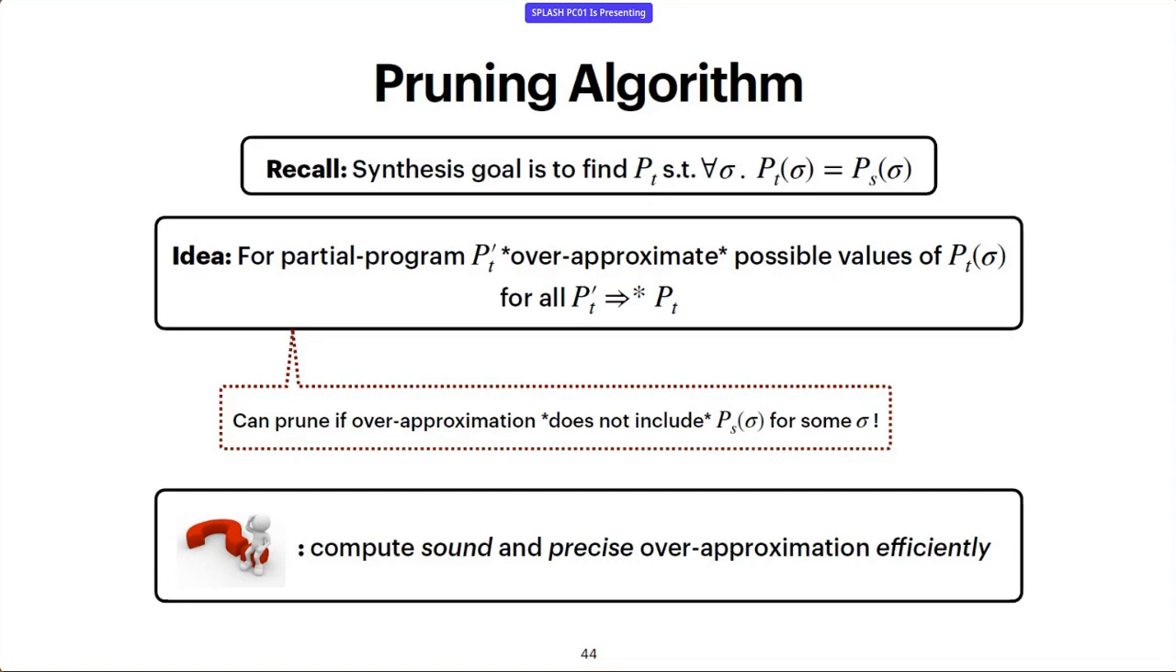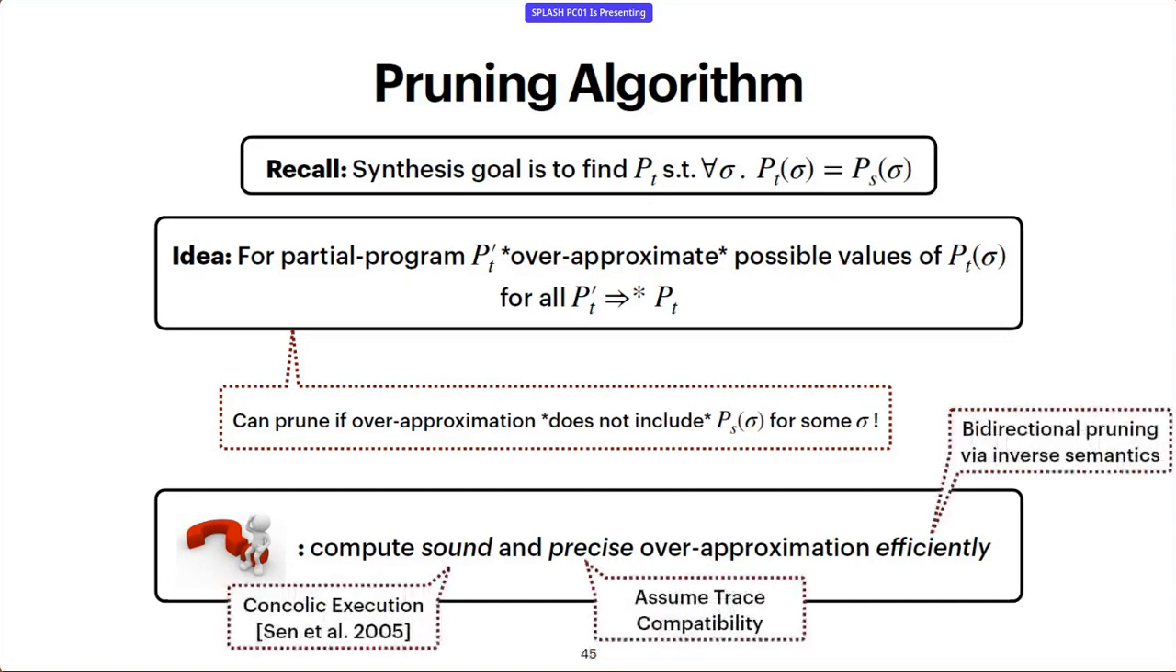The challenge here is how we can compute this over-approximation soundly, precisely, and efficiently. Why do we care about soundness? If our over-approximation isn't sound, we might end up pruning programs that could in fact be correct, so we don't want to do that. We care about precision, because if we're not precise, we might not take advantage of all the pruning opportunities we could have. And we care about efficiency, because this is going to be executed within the synthesis loop. If it's very slow, even though it will help to prune large parts of the search space, it won't be helpful in practice.